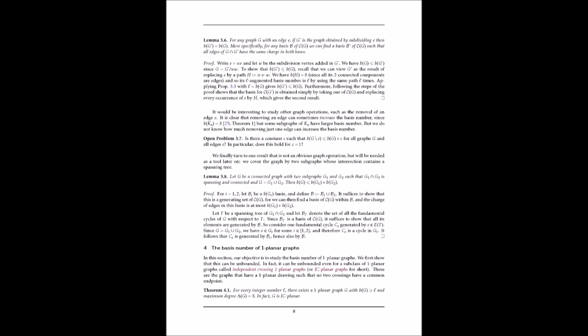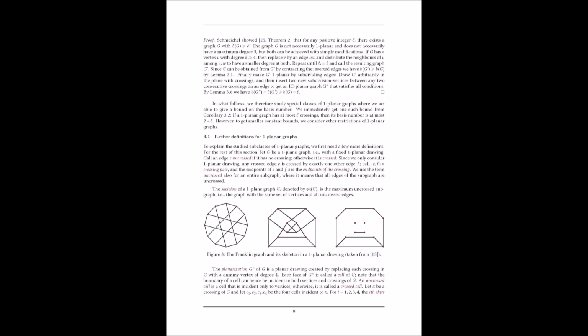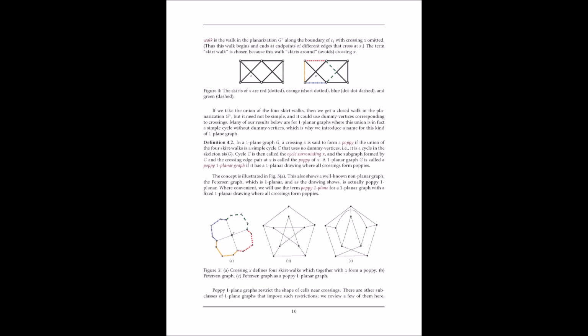The basis number, denoted by B of G, is the smallest number K such that the graph has a K-basis. All right, so K represents the basis number, but what's a K-basis? A K-basis is a specific kind of basis for the cycle space, where every edge of the graph is used in, at most, K cycles of that basis.